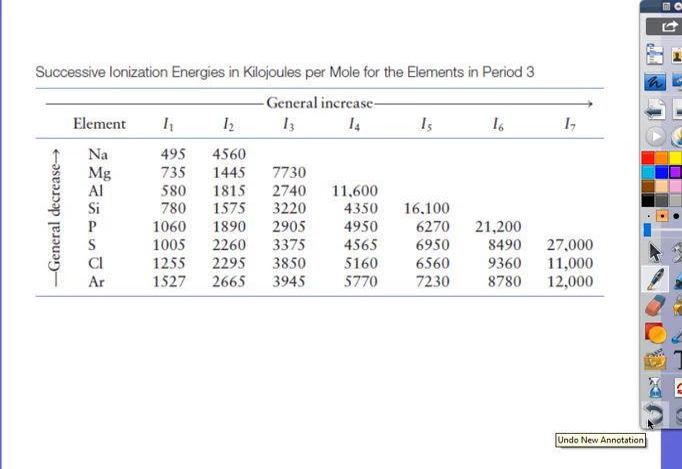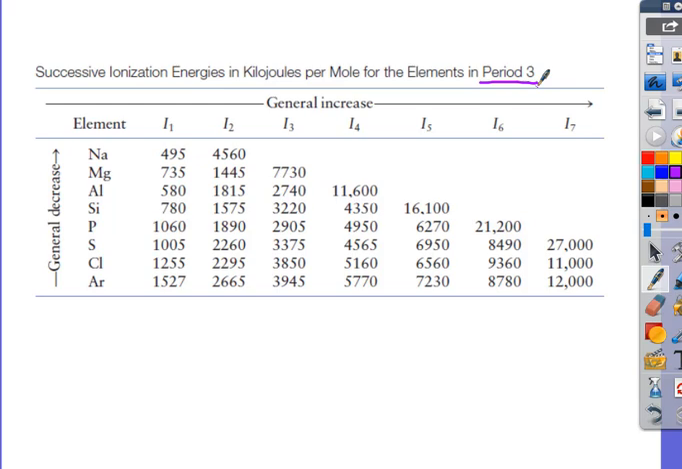This one isn't in your note packet, but pay attention. Another way that you can see ionization energy questions is given a table like this, and it says how many valence electrons does this element have? Or which element is it? So if it tells you that it's in period 3, you could figure out which element it was based on how many valence electrons it has.